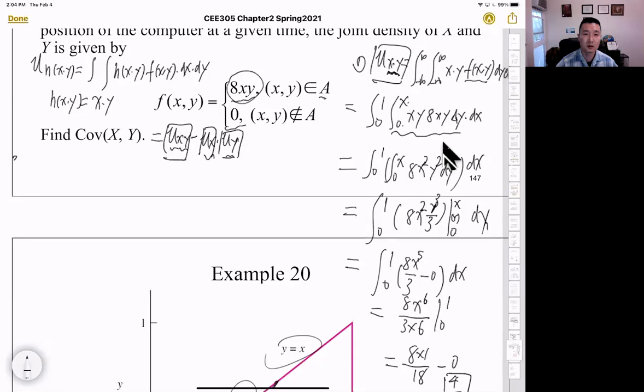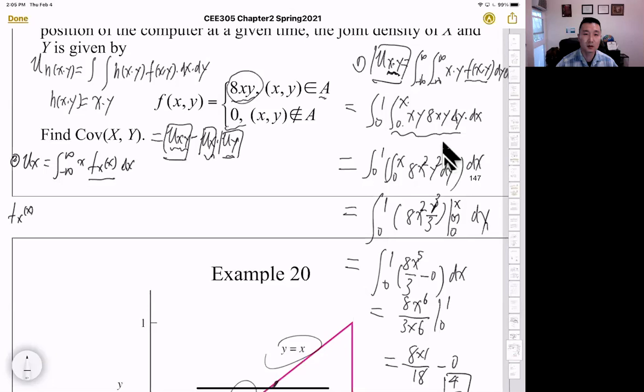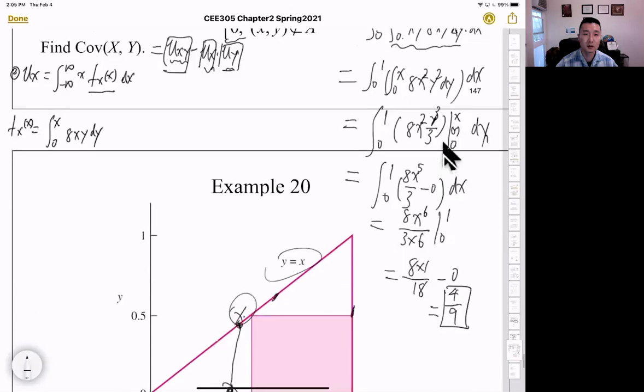Okay, mu x, the mean value of x. So we do the integration of x times the marginal function of x, dx, and we need to get the marginal function f(x), and the marginal function is equal to the integration of f(x,y), which is 8xy, dy, and for the range of dy we need to fix the x.